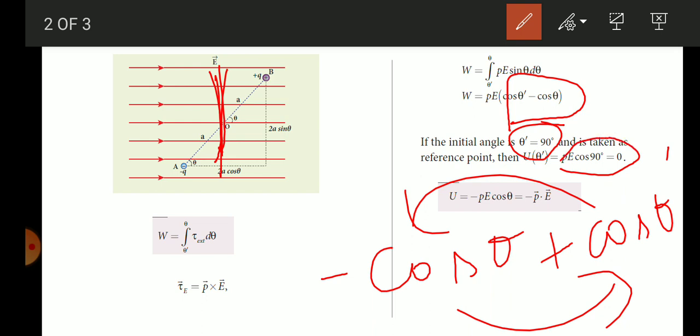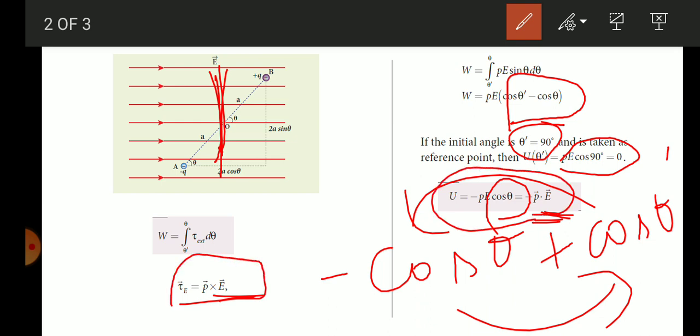Then the potential energy will be minus P E cos theta. That cos theta can be written as a dot product. We started with the cross product and we ended with the dot product. The cross product of two vectors will be a vector, but the dot product of two vectors will be a scalar. So the potential energy will be a scalar quantity in this case.